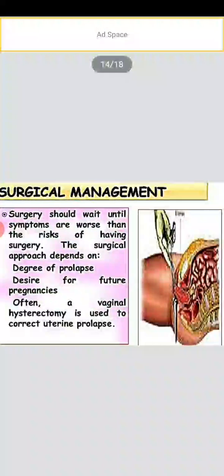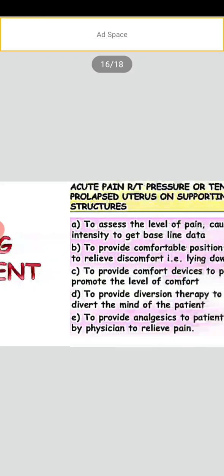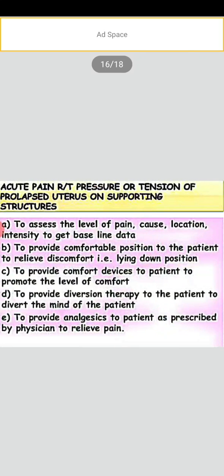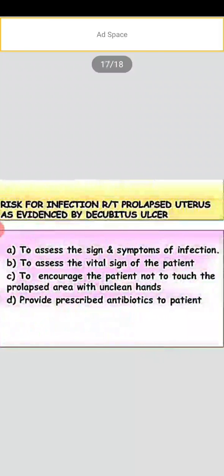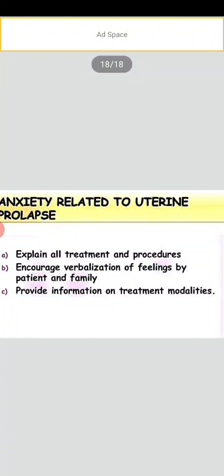Surgical management should wait until the symptoms are worse than the risk of having the surgery. The surgical approach depends upon the degree of prolapse and desire for future pregnancies. Often a vaginal hysterectomy is used to correct uterine prolapse. Then nursing management: acute pain related to pressure or tension of the prolapsed uterus on supporting structures. You can read the interventions. Second, risk for infection related to prolapsed uterus as evidenced by decubitus ulcer. Then anxiety related to uterine prolapse. Okay, thank you all.